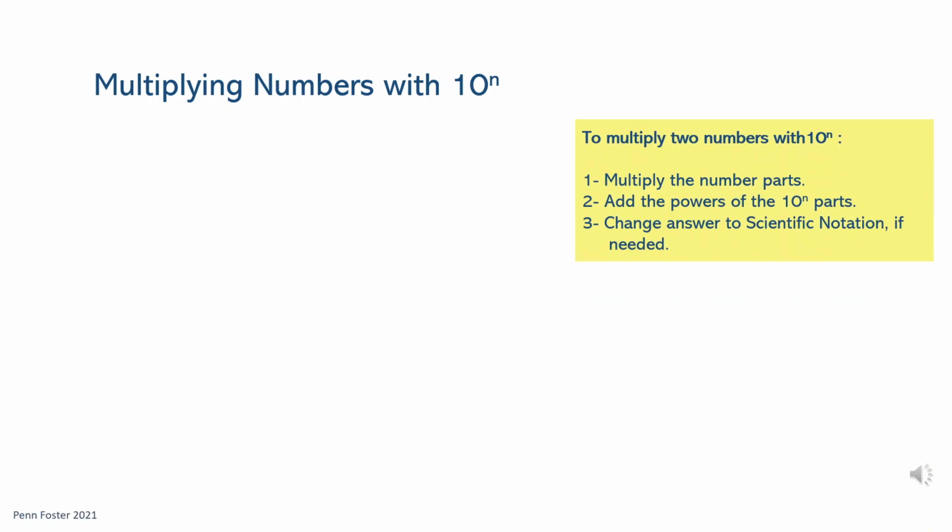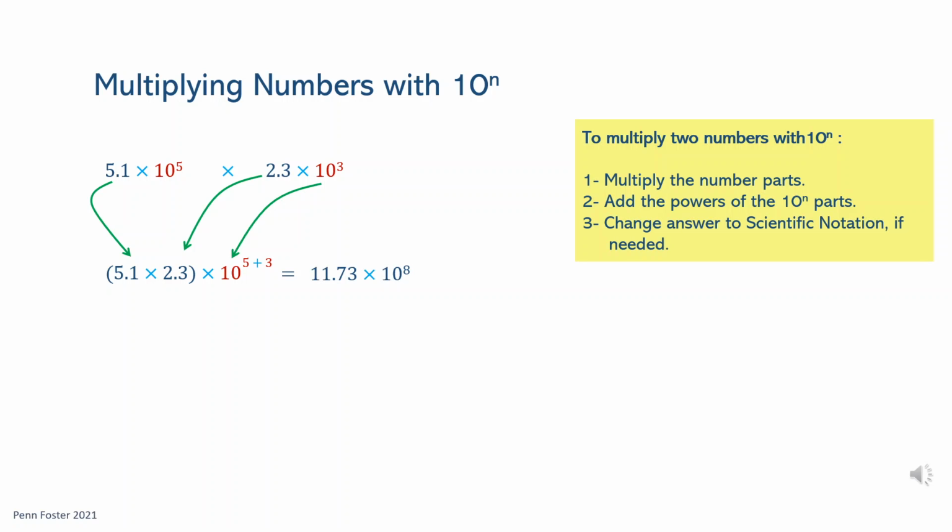Multiplying numbers with exponential expressions does not require both powers to be equal like adding and subtracting do. To multiply these two numbers, multiply the numbers and add the powers. Let's do that. Combine the numbers by multiplying 5.1 times 2.3, then bring in the 10 and add the powers 5 and 3. That's 11.73 times 10 to power 8.